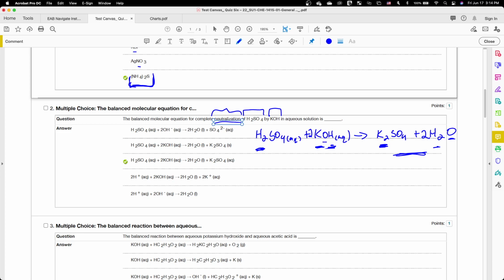So the answer then is H2SO4, sulfuric acid, plus 2 KOH, potassium hydroxide. So it will make 1 potassium sulfate and 2 waters. And so that answer is right here, the one that's already been check marked right there. Right? So while this is technically a neutralization reaction, it's not asking you for anything but how to balance this chemical equation.